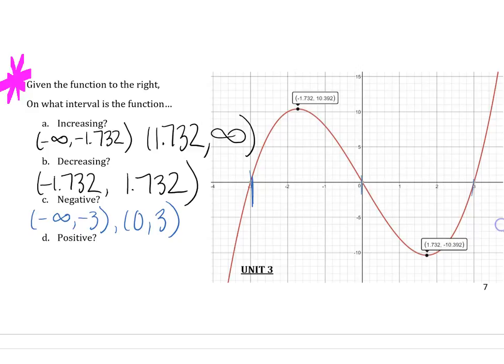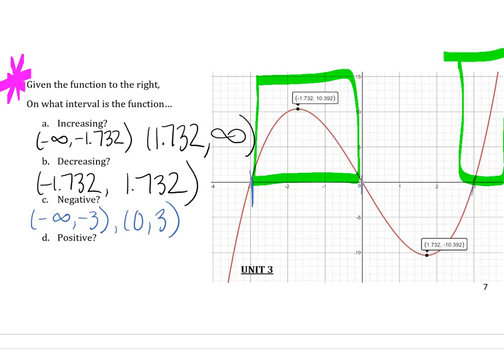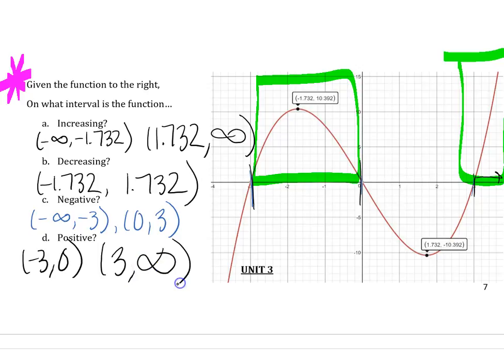Where the function's positive is where it's above the x-axis. So I see a location here. Oopsies. And a location here. So I only care about the x's, so from -3 to 0, I'm positive. From 3, continuing on forever, I'm positive, so that's my interval. Done. Make sure you know this vocab. Oh, and you don't state any y's in your coordinates. Those are the biggest mistakes we make.